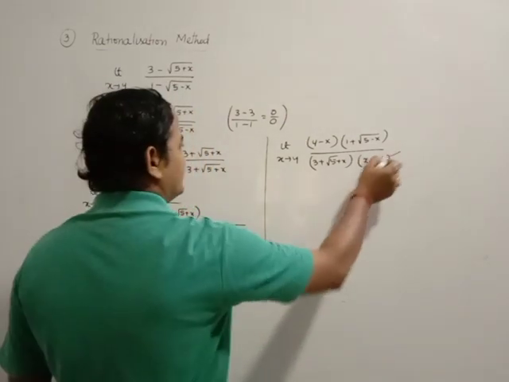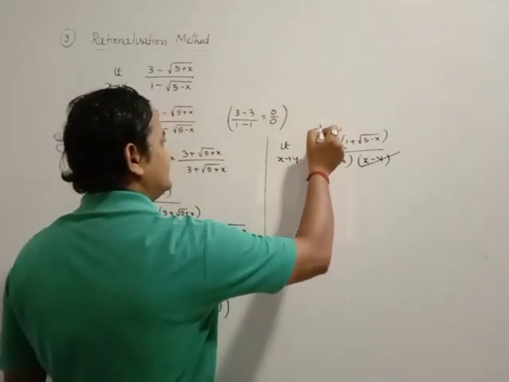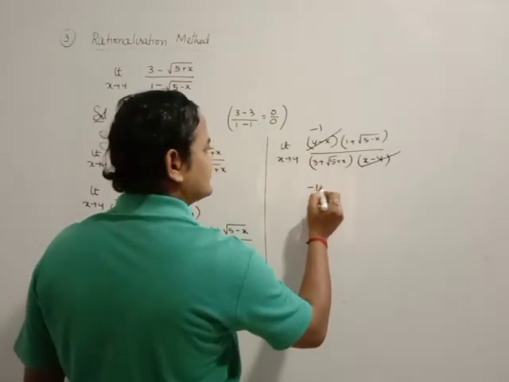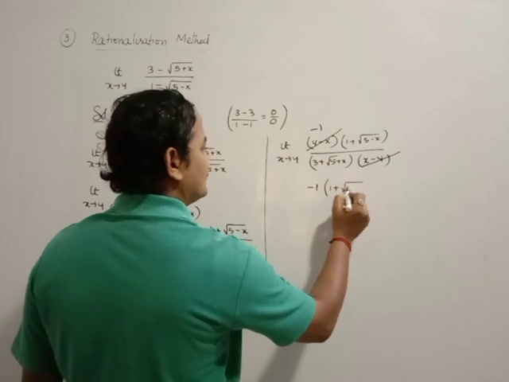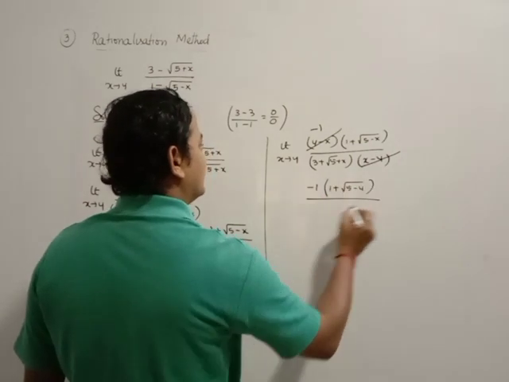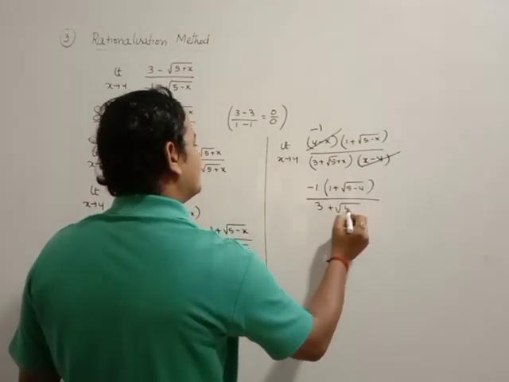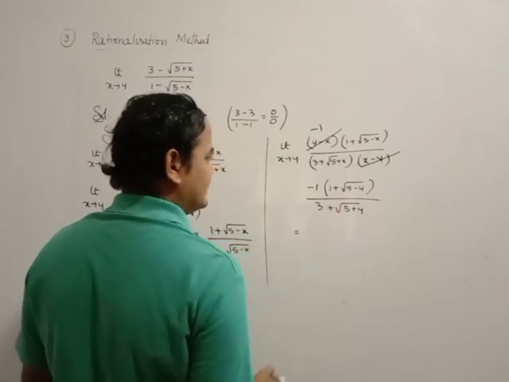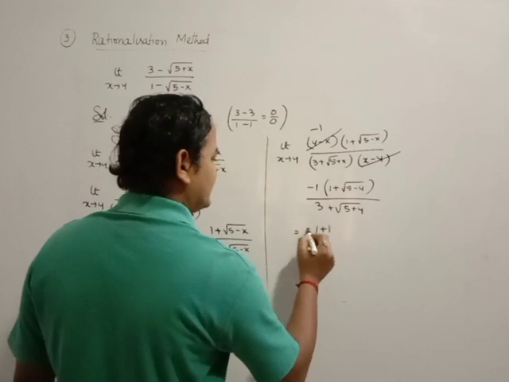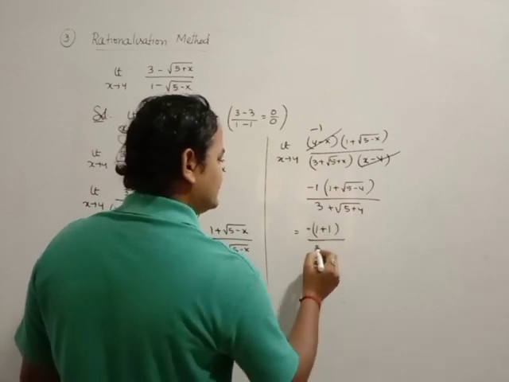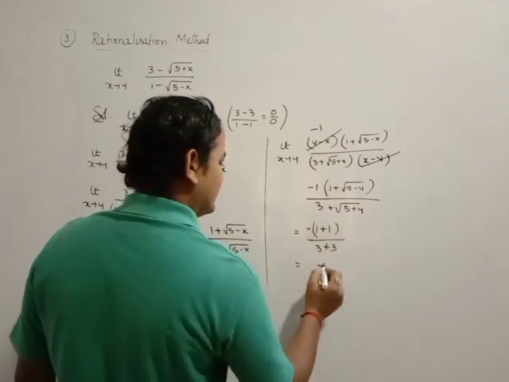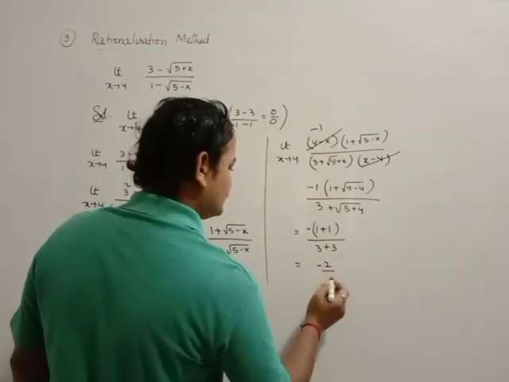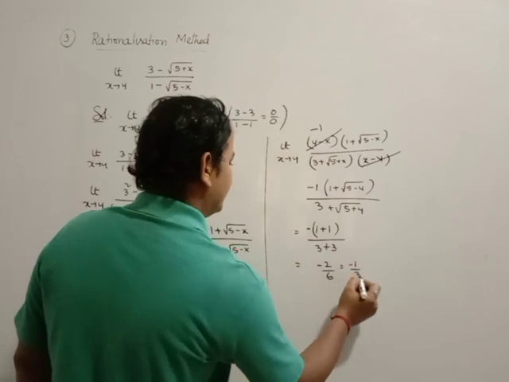So here x minus 4, 4 minus x cancel, in numerator it is minus 1. Now directly substitution: minus 1 into (1 plus root over 5 minus 4) by (3 plus root over 5 plus 4). That is equal to minus, (1 plus 1) by (3 plus 3). That is minus 2 by 6, which is equal to minus 1 by 3.